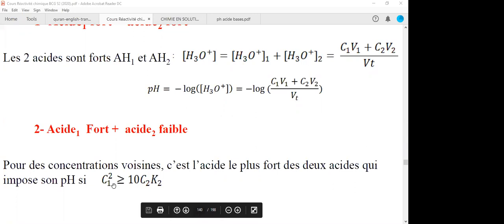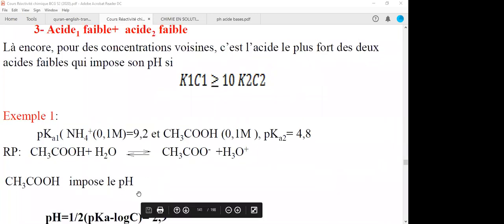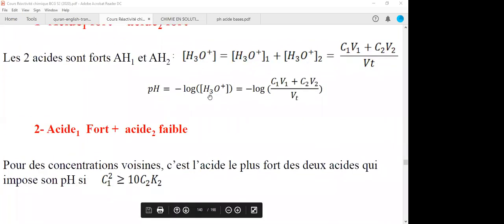If we want to find the concentration, first we need to look at this condition. If acid 1 is the one which is strong, meaning if we square the concentration of acid 1 and find that the value is greater than or equal to 10 times the concentration of acid 2 times the constant of acidity of acid 2, if this condition is satisfied, the pH is going to be found using the concentration of acid 1. We apply the same formula, but we only take acid 1 into consideration because this condition is verified.